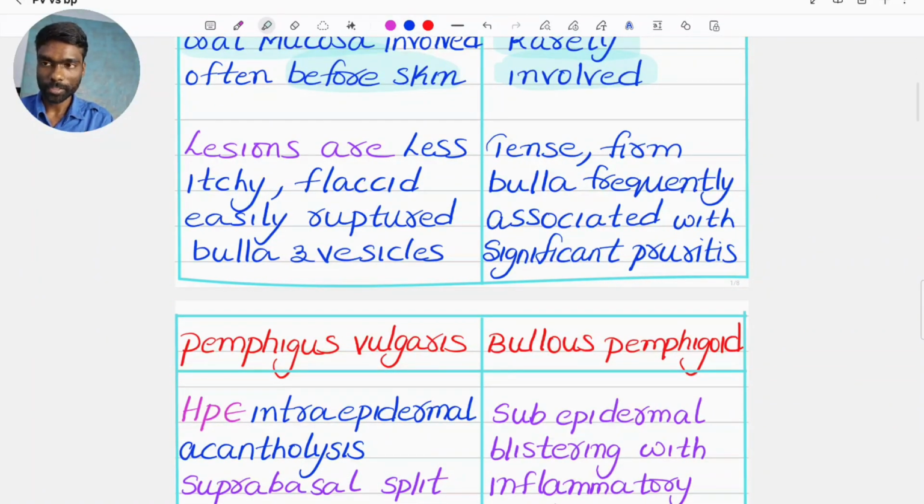In vulgaris, lesions are superficial, easily ruptured vesicles and bulla, flaccid, because it is occurring in the intraepidermal suprabasal layer. So it will be very flaccid, superficial, easily ruptured, less itchy. In contrast, in Bullous Pemphigoid there are tense, firm bulla frequently associated with significant pruritus. Why is the bulla tense here? Because the split is occurring deep in the dermoepidermal junction. The entire thickness of the epidermis will be tense, making the bulla firm.